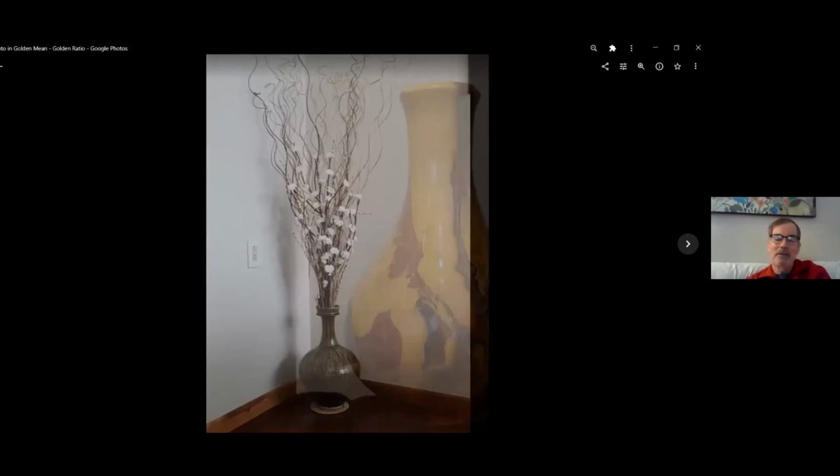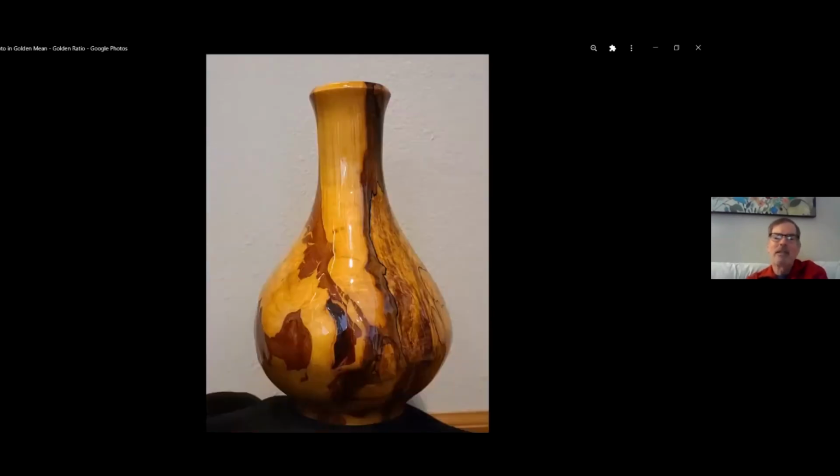Okay, this is another one. So what does anybody see there? Should I self-critique it? So the neck is narrower than the widest part if you're looking at the proportion. This is more like maybe a quarter the distance of the wide part here.